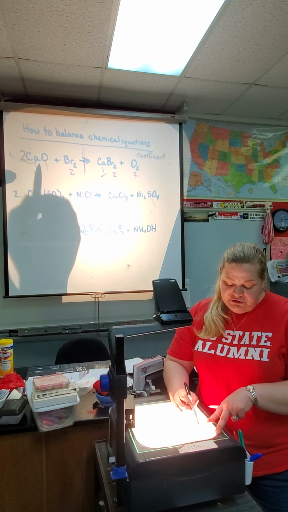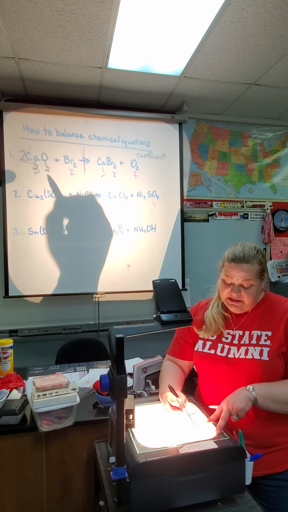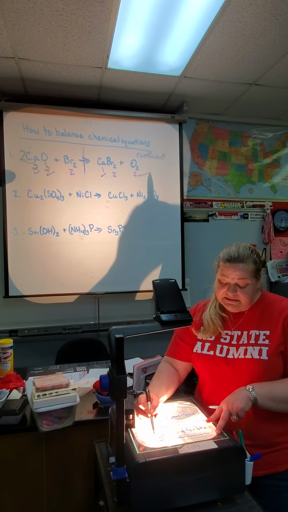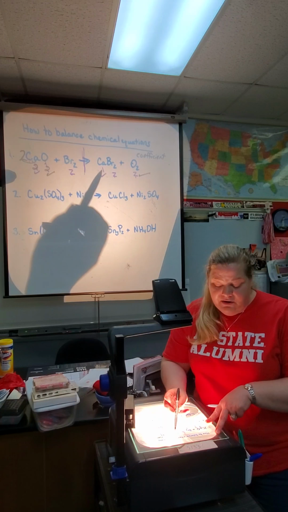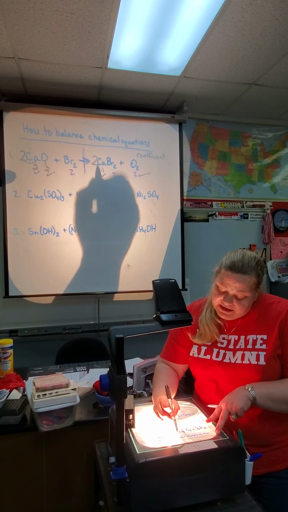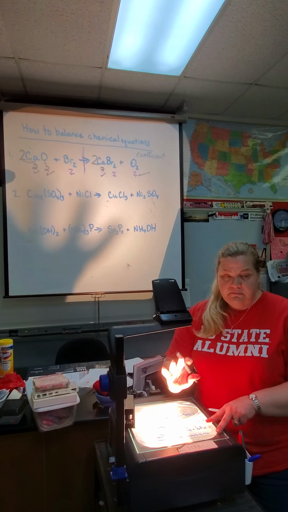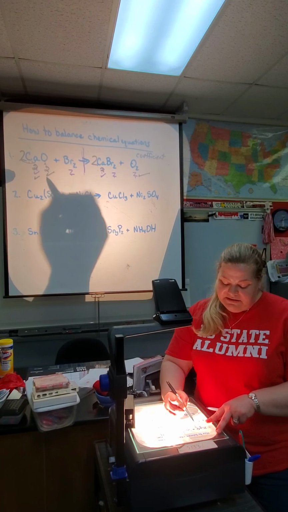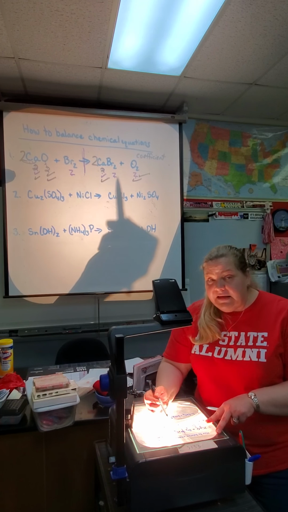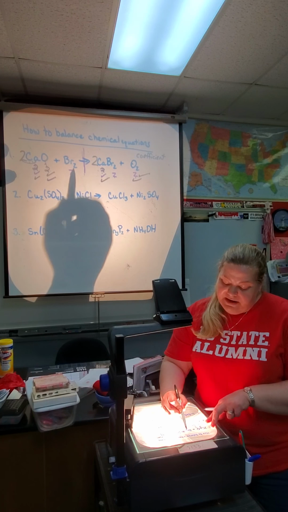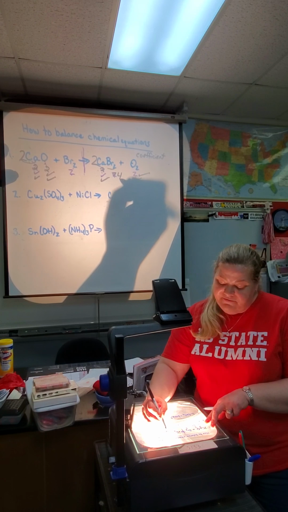So now you have 2 calciums. Now you have 2 oxygens. So now my oxygens are balanced, but now my calciums aren't balanced because I have 2 over here and 1 over here. So I have to add a 2 here to make that 2 calciums and 2 calciums. So now my calciums are balanced and my oxygens are balanced. Those are good. Count your bromines. 2 bromines, 2 times 2 now gives me 4 bromines.